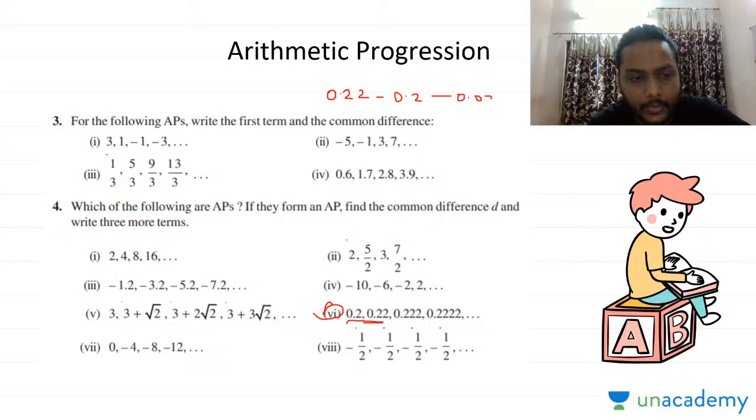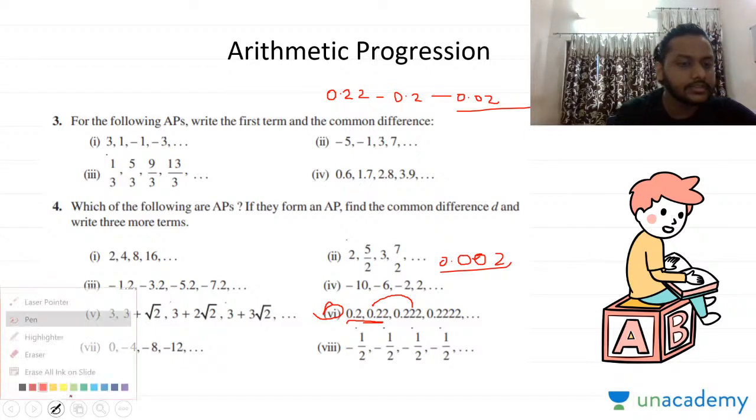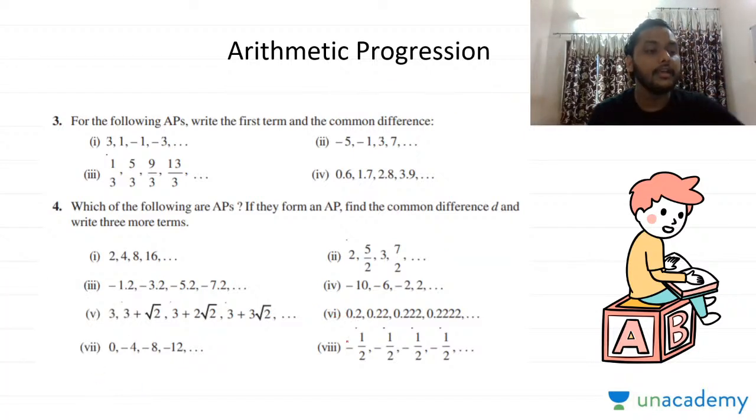0.02, right? आपको यहाँ से 0.02 मिलेगा, और जब मैं this minus this की बात करूंगा तो यहाँ से आपको मिलेगा 0.002, and इस वजह से ये आपका कॉमन डिफरेंस same नहीं है, and that is why we say that this is not an AP. ये आपका AP नहीं है.